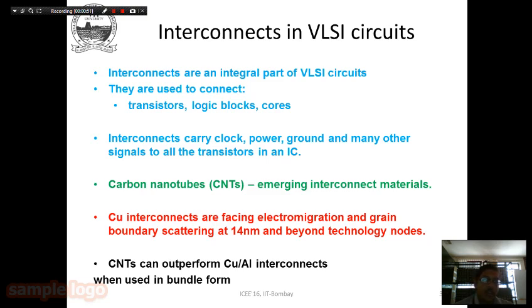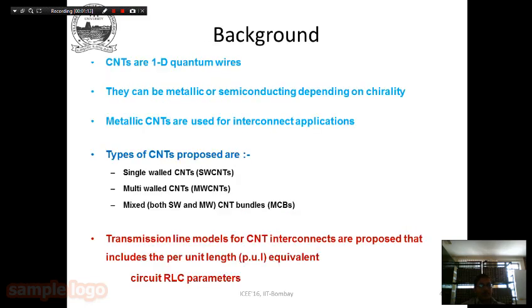Carbon nanotubes are the emerging interconnect materials that are used for future next generation interconnects, as the traditional copper interconnects are facing electromigration and grain boundary scattering at 14 nanometer technologies and beyond. So carbon nanotubes can outperform copper or aluminum interconnects when used in bundle form.